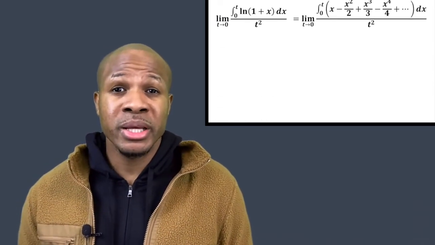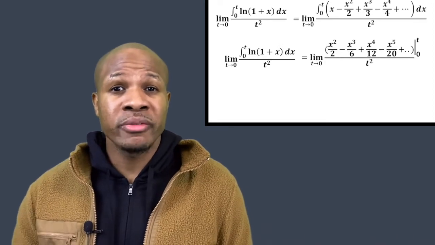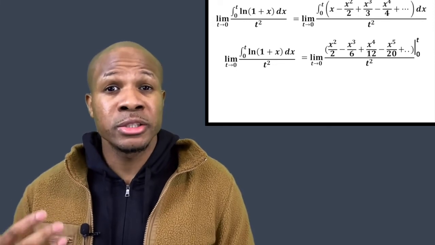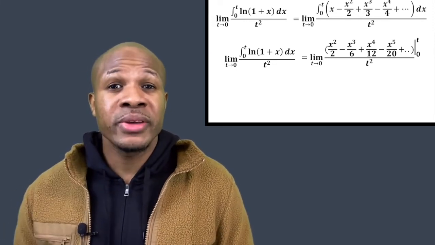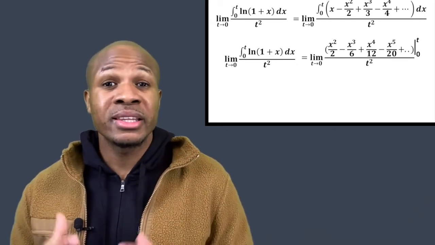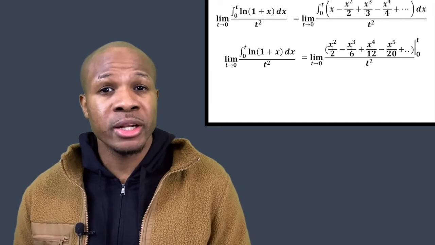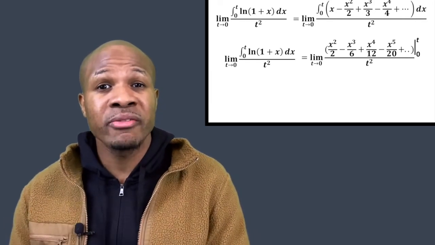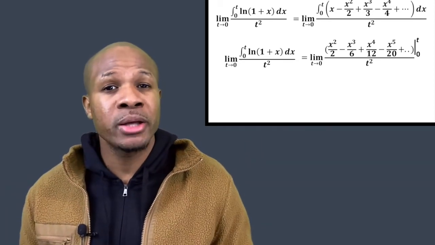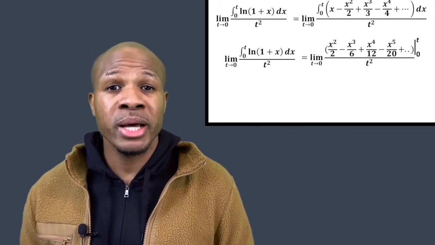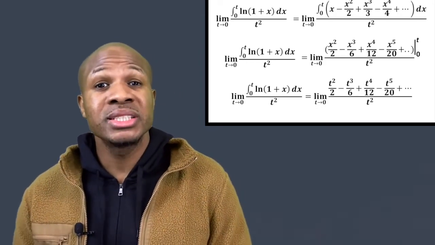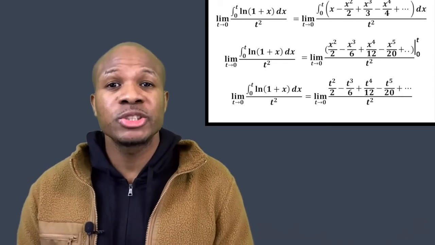So the x term, integrating that, is going to be x squared divided by 2. The negative x squared over 2 term is going to be negative x to the 3 divided by 6. The positive x to the 3 divided by 3 integrates to x to the 4 divided by 12. And the negative x to the 4 divided by 4 integrates to negative x to the 5 divided by 20, plus etc. And this is integrated between the boundaries of 0 to t. When we plug in our boundaries, we get t squared divided by 2 minus t to the 3 divided by 6 plus t to the 4 divided by 12, etc.